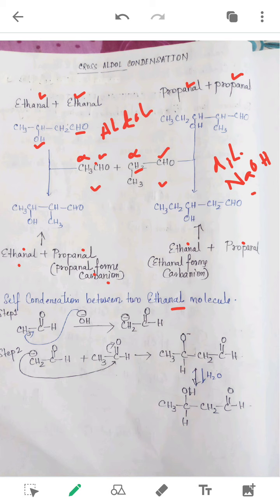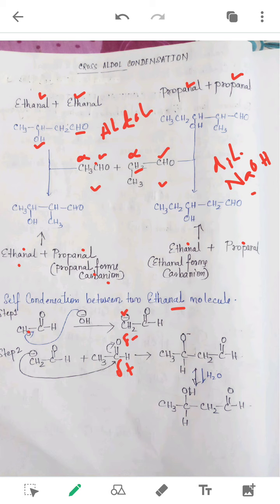First step, as I have told you, OH minus will abstract an alpha hydrogen, this hydrogen, and it will take away H plus, leaving behind the shared pair of electrons, and that's why we get a negative charge on this carbon, and that's our carbanion. This carbanion is going to attack another ethanal molecule. It attacks the sites which are positive, and as we know the carbonyl bond, the carbon-oxygen double bond, will be slightly negative on the oxygen end and slightly positive on the carbon end. So that is going to attack over here.